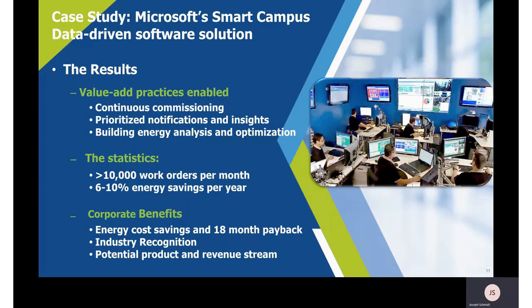And the results were really a reduced number of work orders per month. To have 10,000 work orders a month, you can't have enough resources to handle all that. But they ended up achieving 6 to 10% energy savings per year, which, when you think about 13 buildings and the amount of energy they're consuming, is a pretty staggering amount, with an 18-month payback overall. So the results were very good, and it was really leading the industry by example and showing what they can do by analyzing the data.